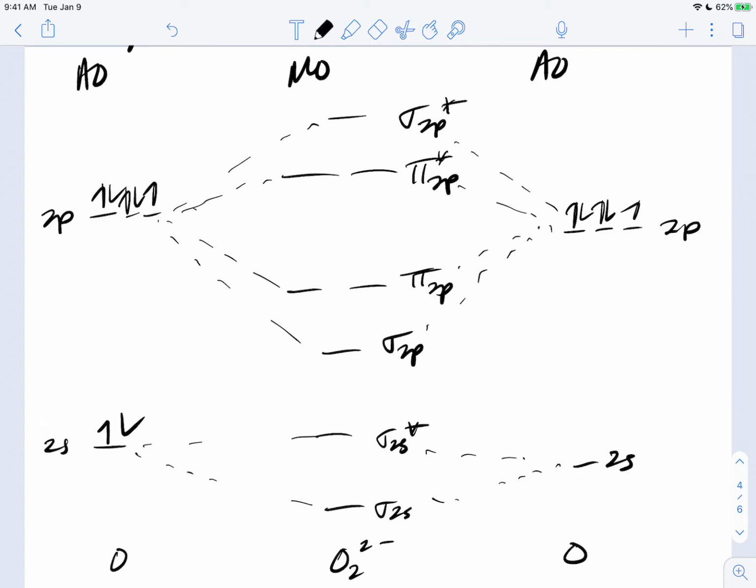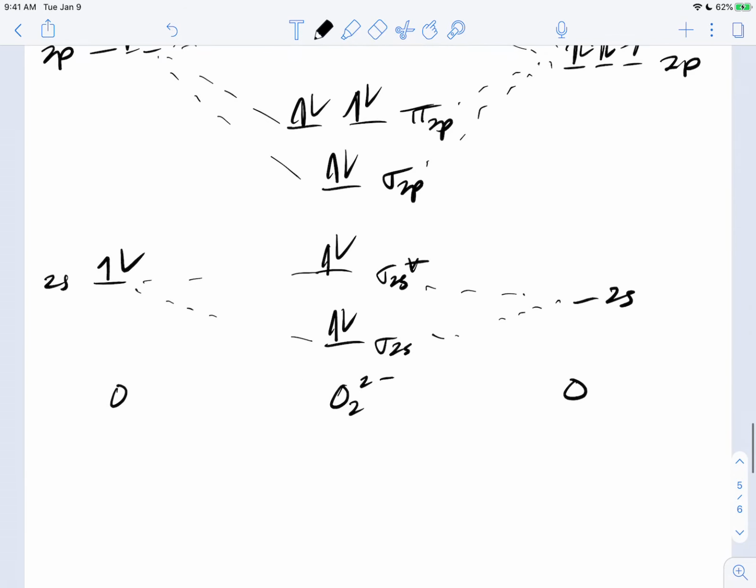And then we take our electrons and we fill them in. So we got 1, 2, 3, 4, and now we have 5 on both sides. That's 10: 1, 2, 3, 4, 5, 6, 7, 8, 9, 10. So hey, this actually looks a lot like fluorine. And if that's the case, then the bond order, just like fluorine, which we already calculated, is going to be equal to 1.